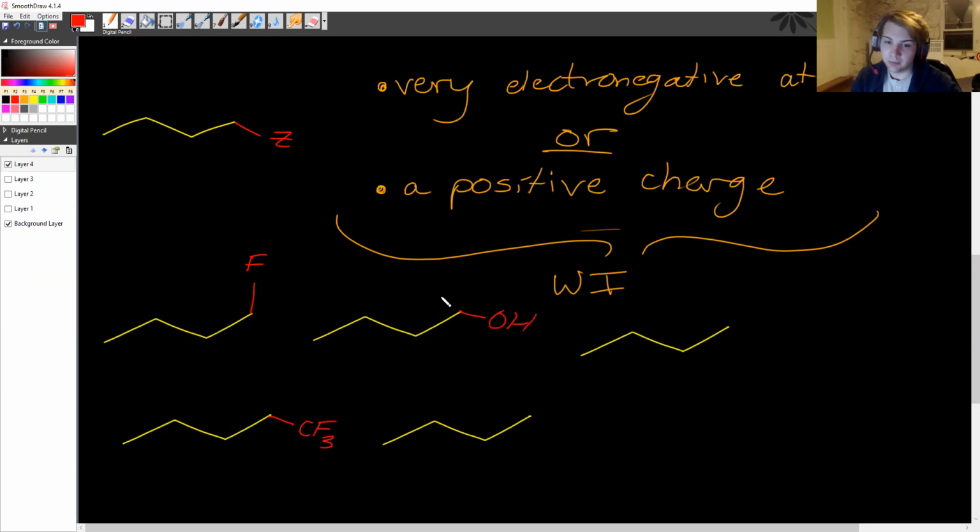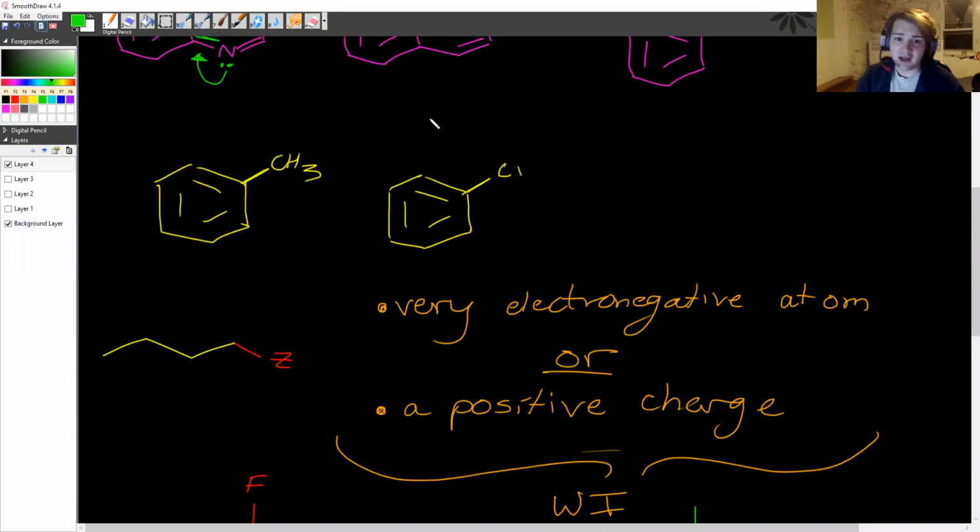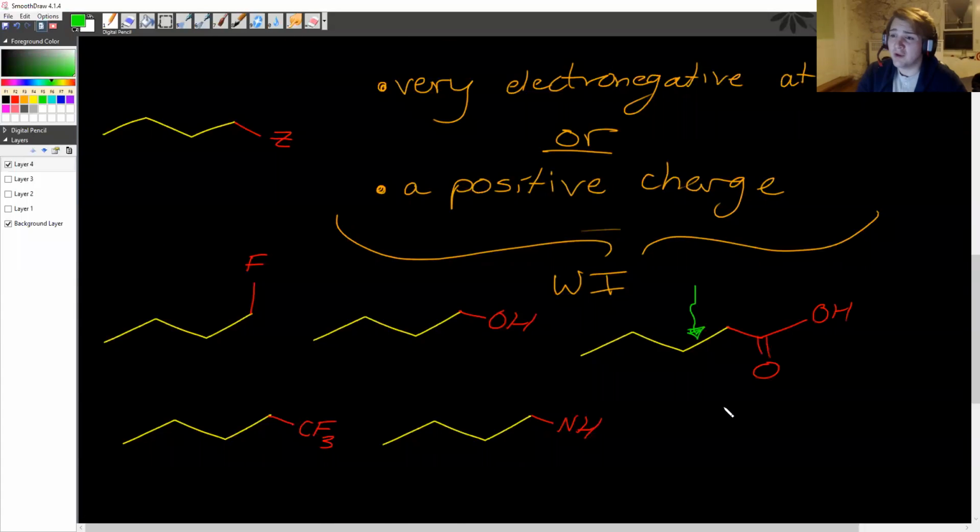Talking about OH groups. Oh, that's going to be withdrawing inductively. Or maybe an NH. Or even if I wanted to put something like a carboxylic acid. All right. But wait, you said that carboxylic acids were withdrawing resonance, right? Why did we just change the game? Well, remember that in order to do resonance, we need a double bond in this position. So we're not talking about an aromatic group. We're talking about a group that has no resonance potential.